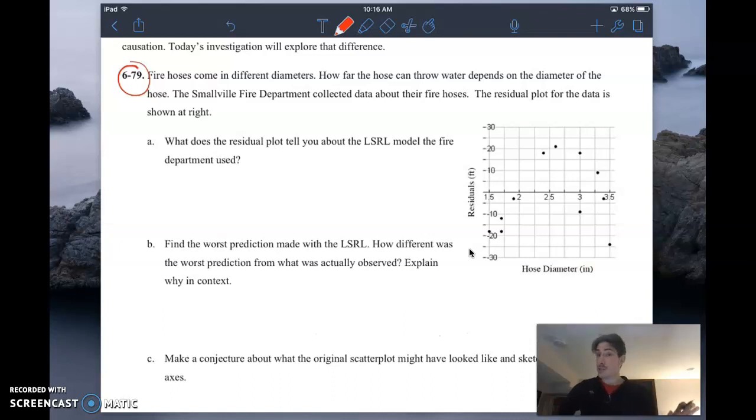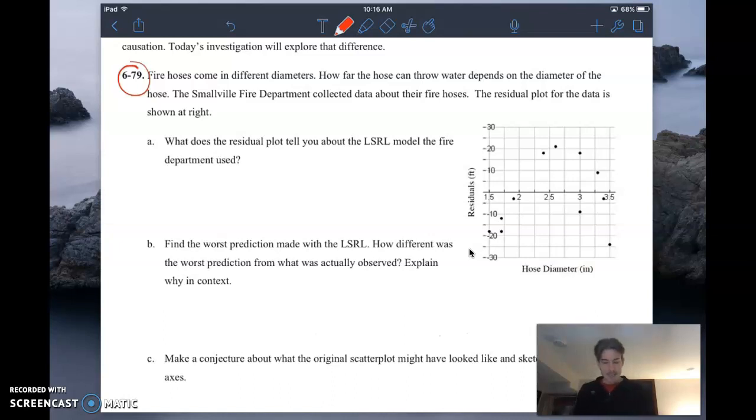This is a graph of the residuals, by the way, not a graph of our bivariate data. But check it out. Fire hoses come in different diameters, which just means the size of the hose varies based on your needs. How far the hose can throw water depends on the diameter of the hose. Obviously, it depends on other things, but one of the main variables, the one we're after right now, is the diameter of the hose. The Smallville Fire Department collected data about their fire hoses. The residual plot for the data is shown right here.